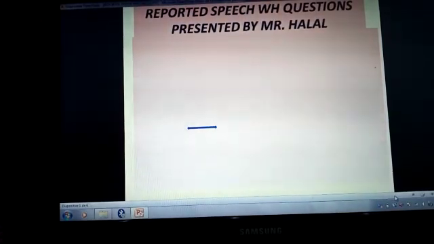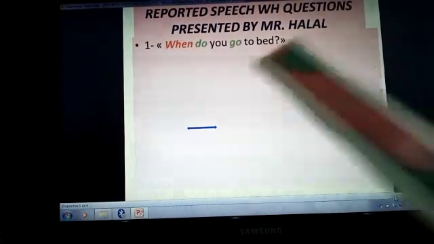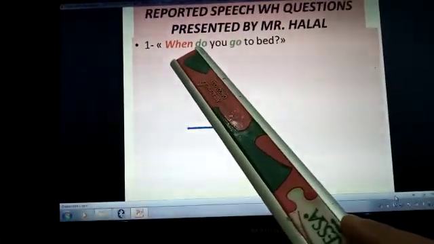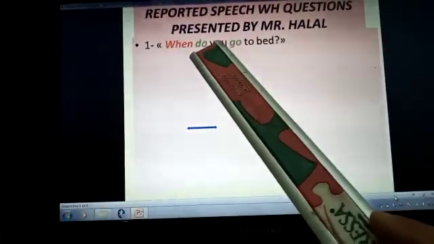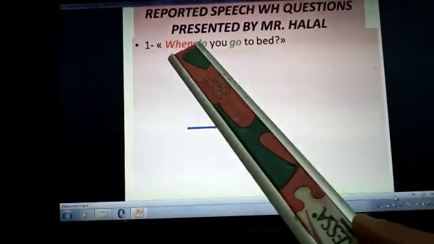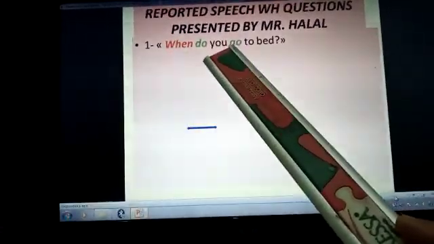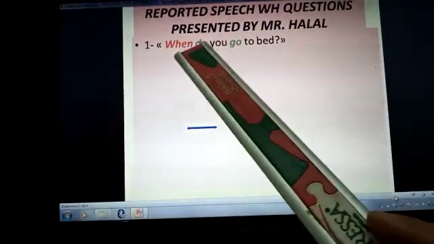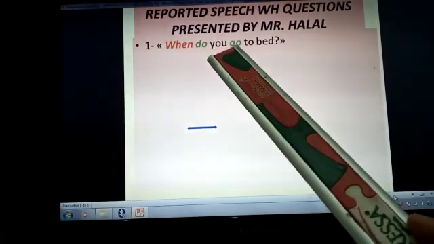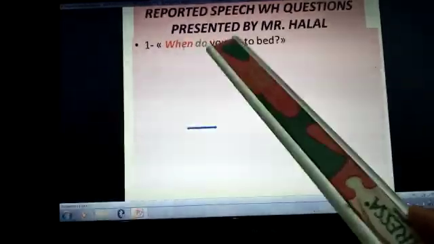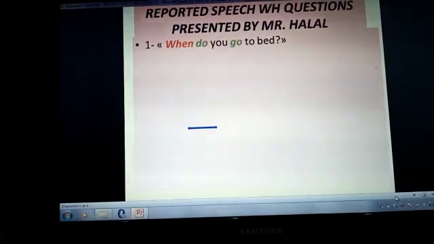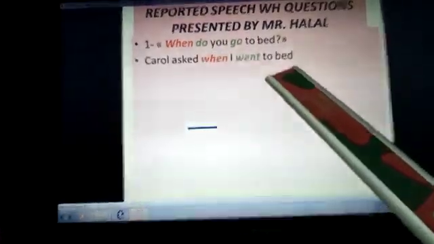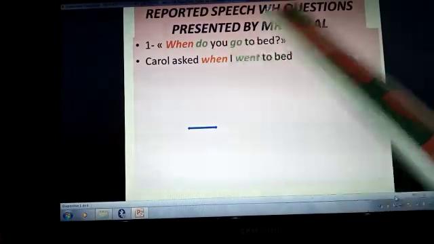Let's go to number 1. When do you go to bed? So when is a WH question, do is an auxiliary, you subject, go is a verb. Okay, when you find do plus verb, it means that do here is an auxiliary which shows that the verb is in the present. Always do goes with the present. It shows that the go is in the present. So we change it into the past. So when we report this sentence, we say, Carol asked when I went to bed. So the past of go is went.